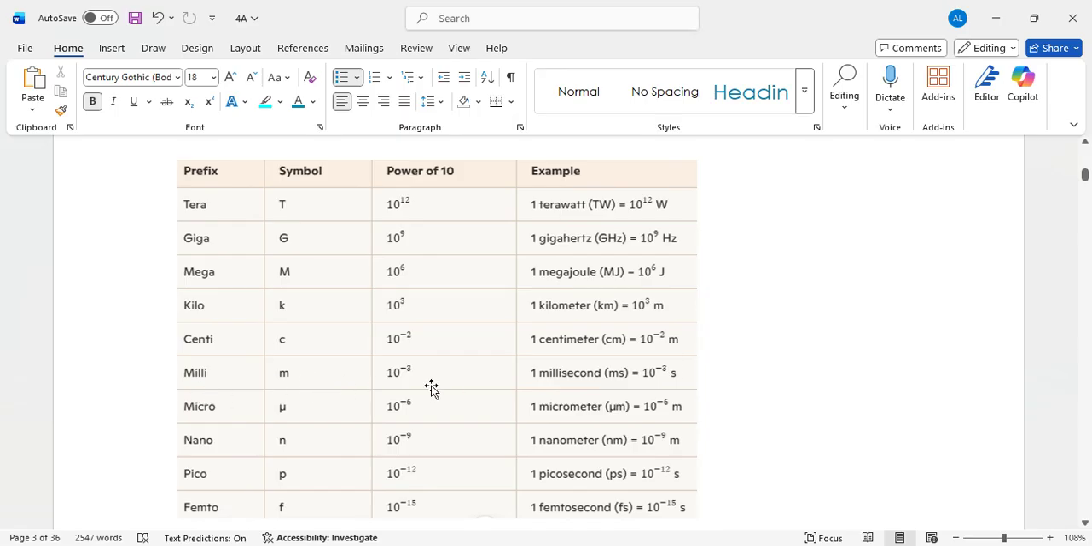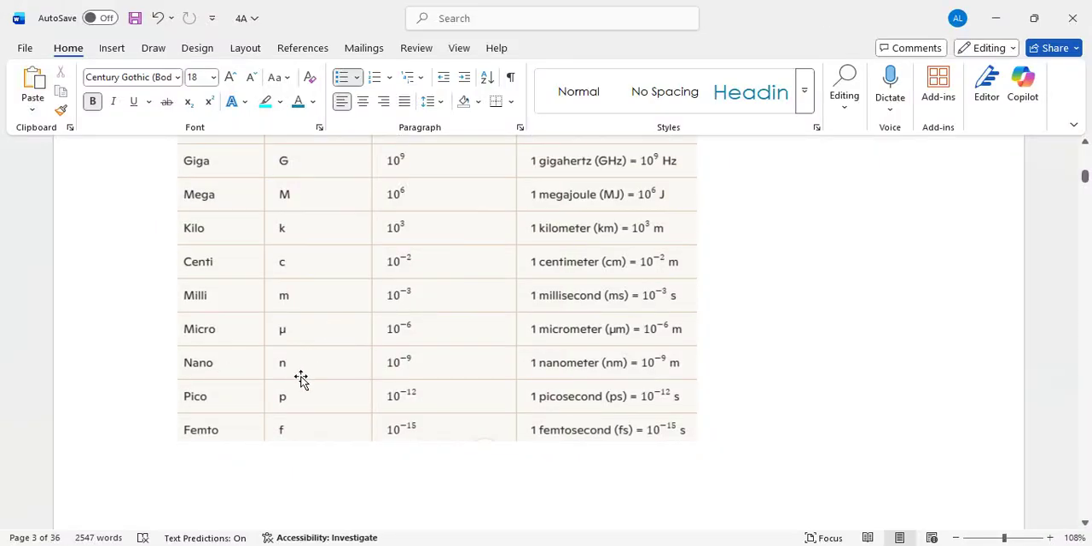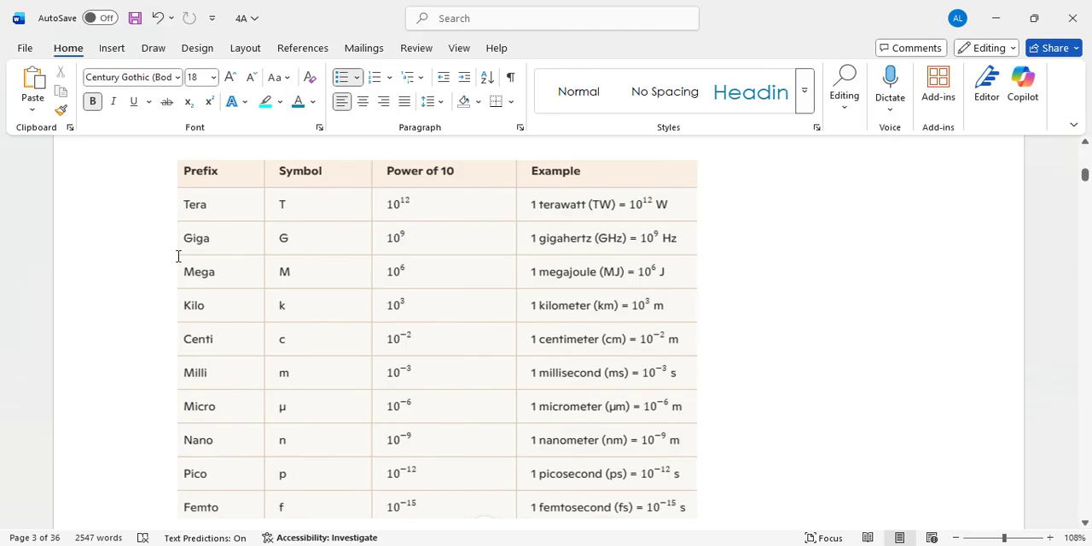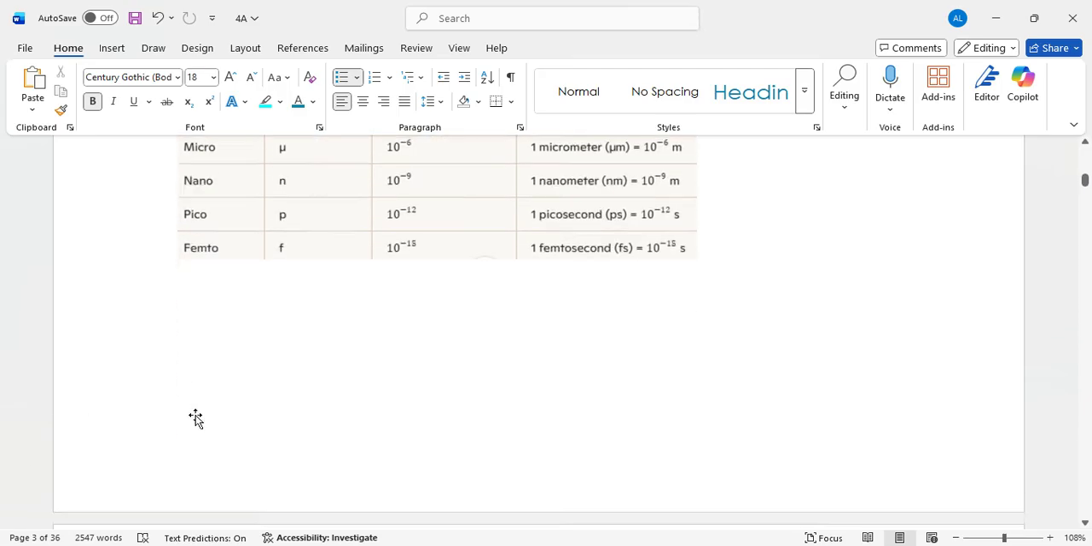Milli is 10 raised to minus 3, micro is 10 raised to minus 6, nano is 10 raised to minus 9. Nano must be very easy. Pico is 10 raised to minus 12. Femto is 10 raised to minus 15. They usually don't go below pico or femto. They usually stay around giga, mega, kilo, centi, milli, micro, and sometimes they may ask nano. That's like the favorite.